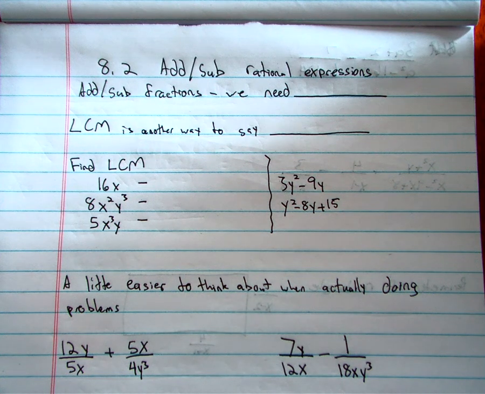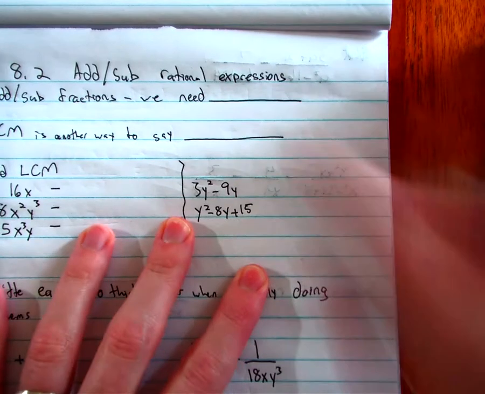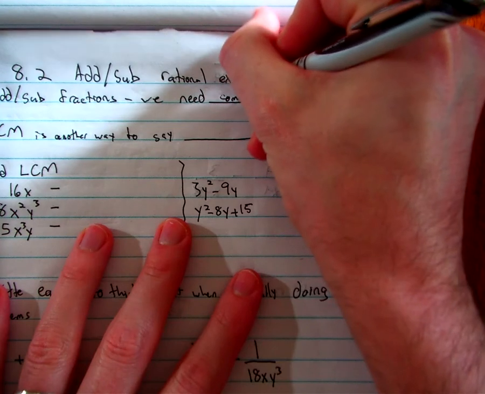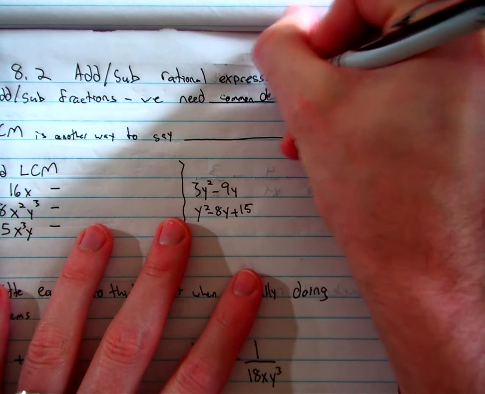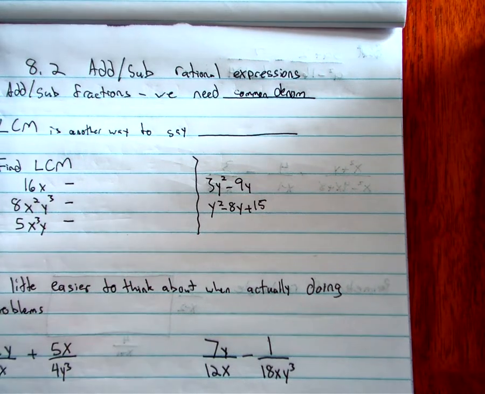Alright guys, here we are with 8.2, adding and subtracting rational expressions. Remember, rational just means that you're stacked up on top as a fraction. Okay, so if we're adding and subtracting fractions, we need to have a common denominator. Alright, we need a common denominator.